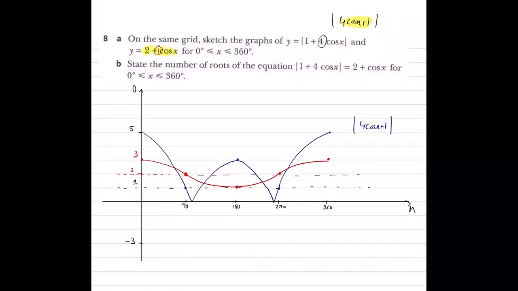Now the next part says state the number of roots. The number of roots is the number of points of intersection: 1, 2, 3, 4. So the answer to this is going to be 4 roots.